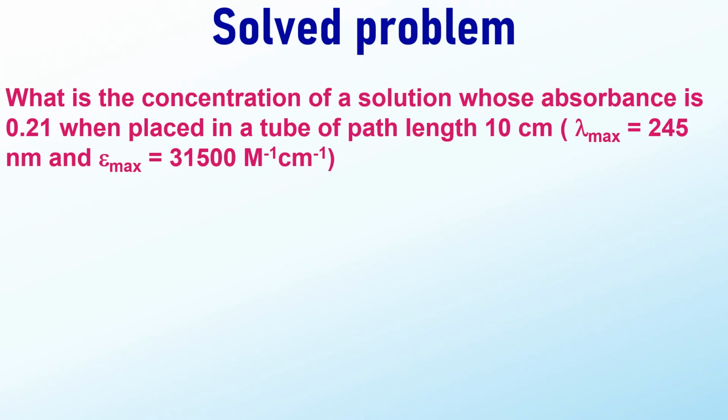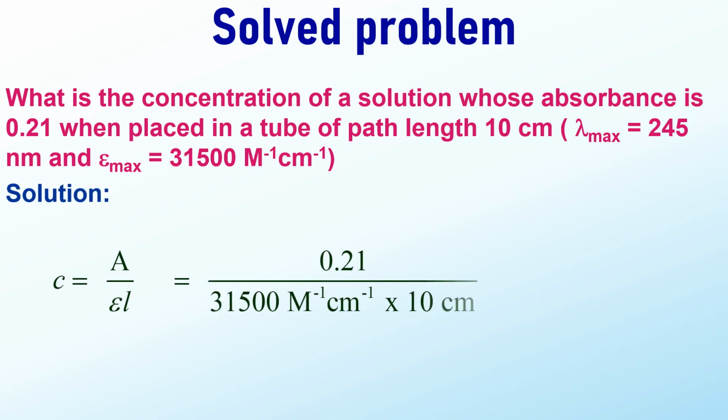Now let us work out a problem based on Beer-Lambert's law. What is the concentration of a solution whose absorbance is 0.21 when placed in a tube of path length 10 centimeters? Here lambda maximum is given as 245 nanometers and epsilon is given as 31,500 per molar per centimeter.